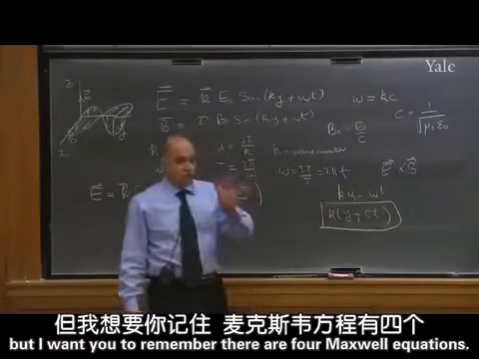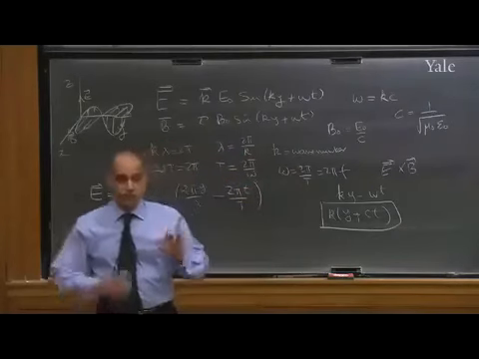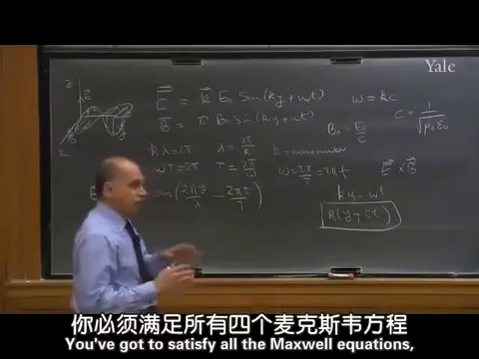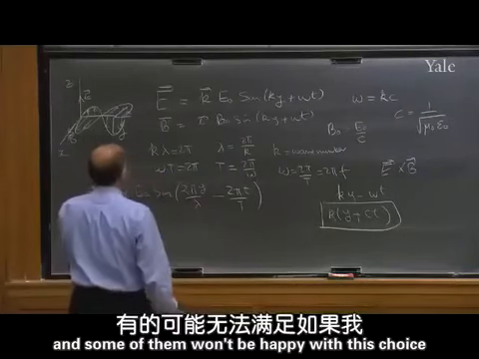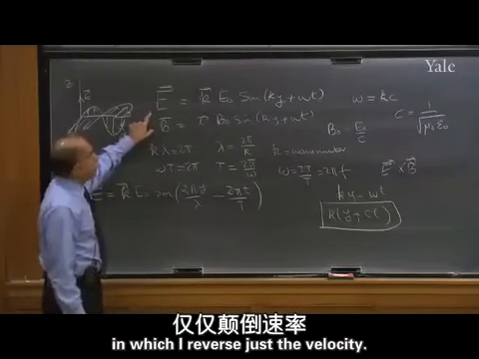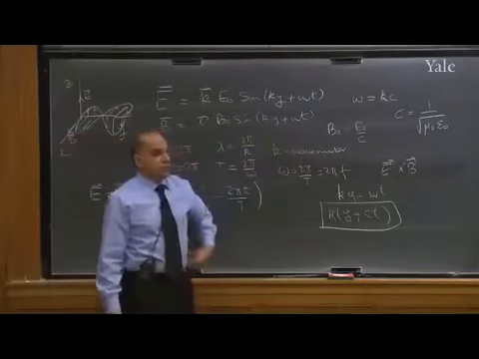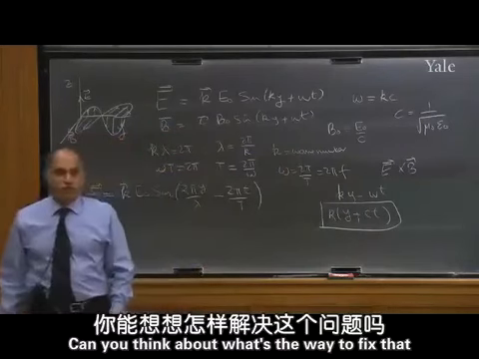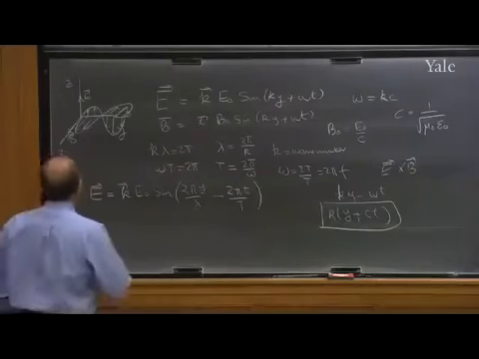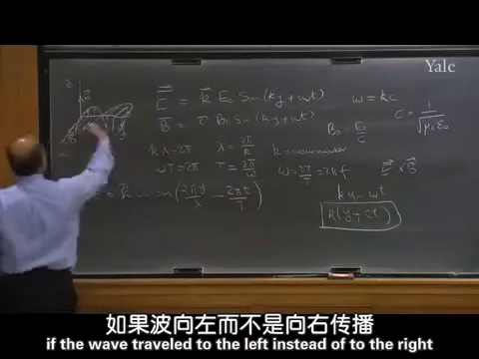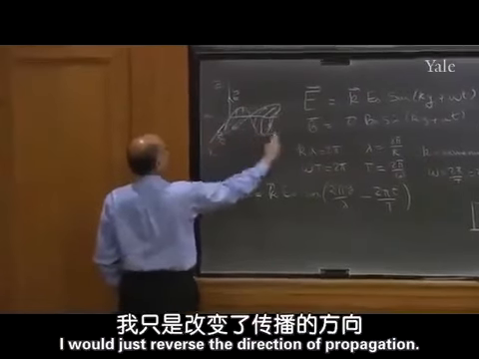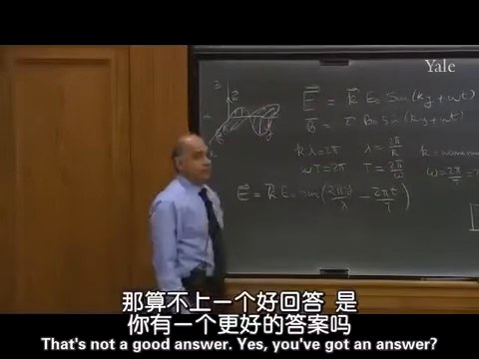But I want you to remember there are four Maxwell equations. You jiggle them all, you get the wave equation. It's just one consequence of the four. You've got to satisfy all the Maxwell equations. And some of them won't be happy with this choice, in which I reverse just the velocity. Can you think about what's the way to fix that, or what's wrong with that? I'm just saying that if the wave traveled to the left instead of to the right, that's what I've done here. I would just reverse the direction of propagation. That's not a good answer.